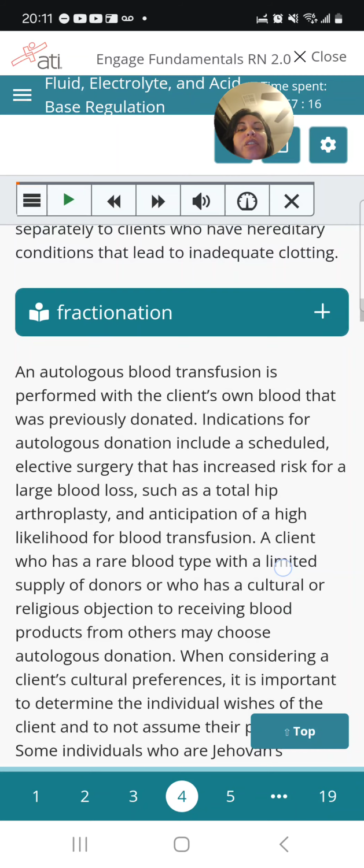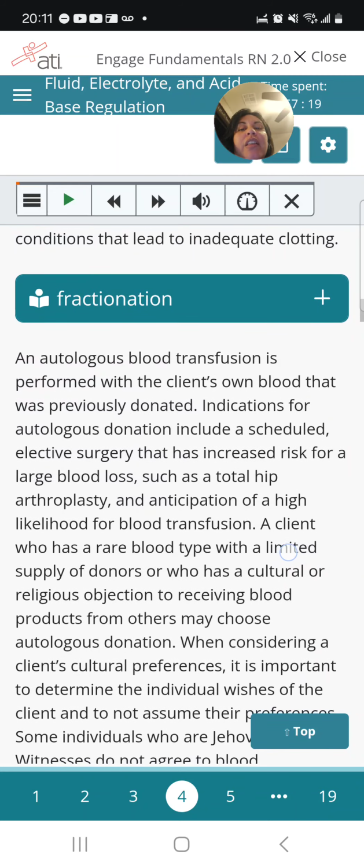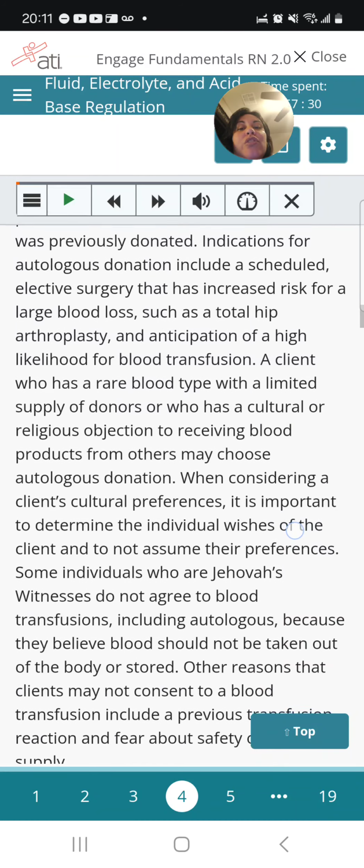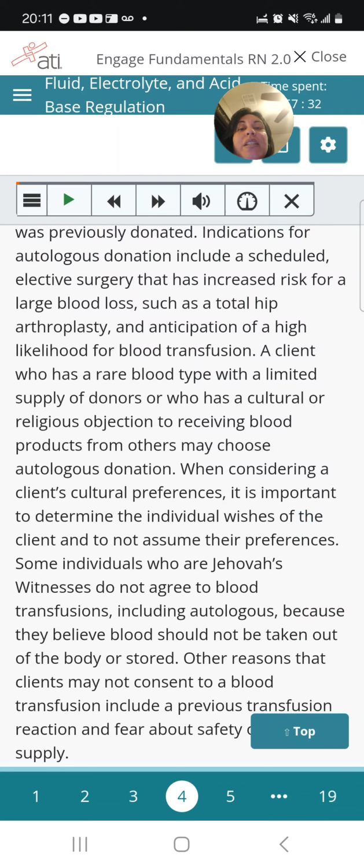Autologous blood transfusion is performed with the client's own blood that was previously donated. Indications for autologous donation include a scheduled elective surgery that has increased risk for large blood loss, such as a total hip arthroplasty, and anticipation of a high likelihood for a blood transfusion. A client who has a rare blood type with a limited supply of donors, or who has a cultural or religious objection to receiving blood products from others, may choose autologous donation.